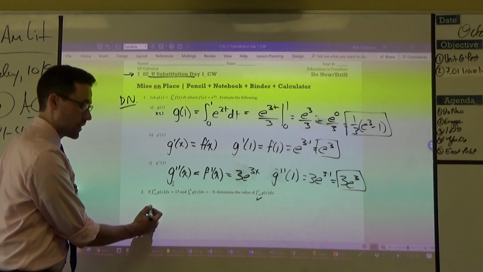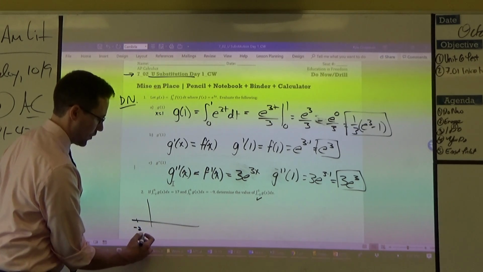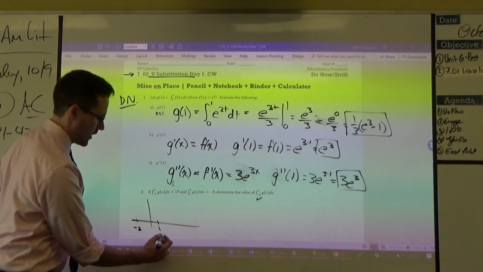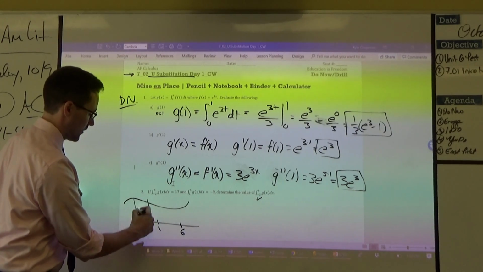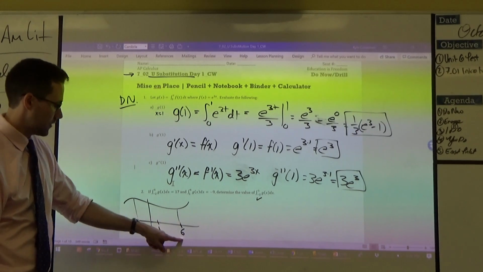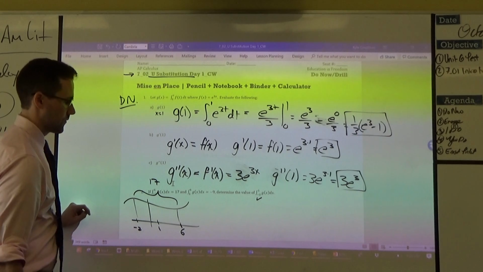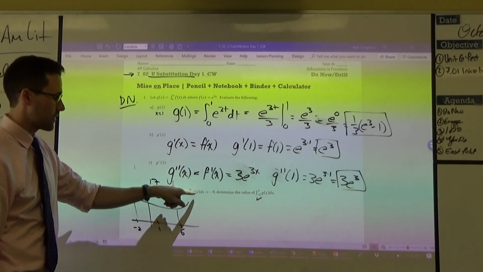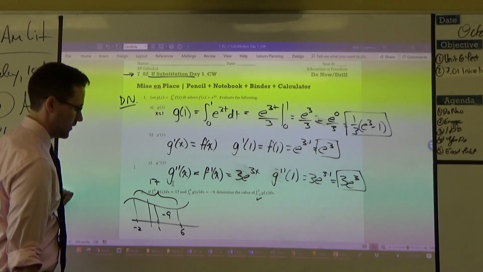I'm going to draw a picture to help me understand what's going on here. -2 is an x value that's important, 1 is, and then 6 is. Let's pretend this is g of x. I know the area from -2 to 6, I know that whole area is 17. Then the area from 1 to 6 is -9. So 1 to 6, that's -9.